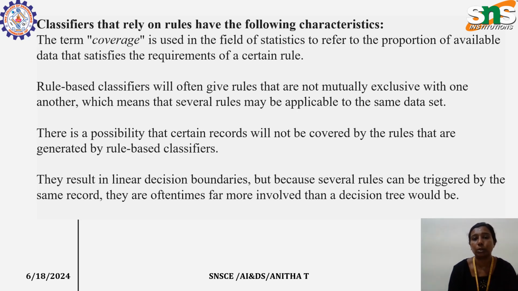The term coverage is used to refer to the proportion of available data that satisfies the requirements of a certain rule. Rule-based classifiers will often give rules that are not mutually exclusive with one another, which means that several rules may be applicable to the same data. There is a possibility that certain records will not be covered by the rules generated by rule-based classifiers. The result is linear decision boundaries, but because several rules can be triggered by the same records, they are often far more involved than a decision tree would be.